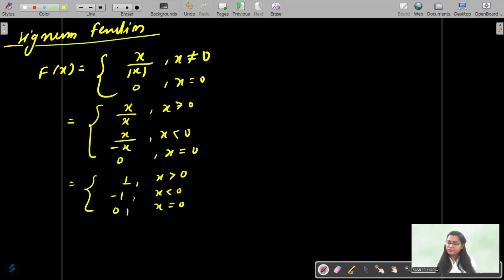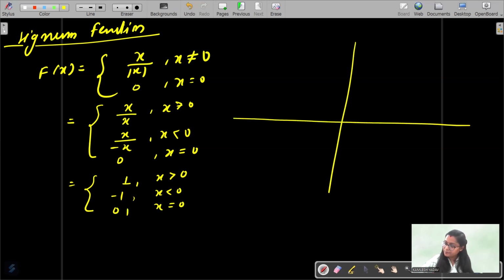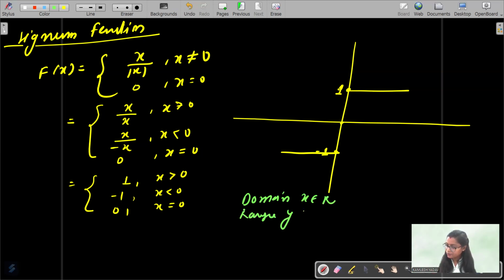So this is the signum function and the graph of the signum function. See, like this. This is point 1, this is point -1, and 0 is already here. See, this is the graph of the signum function. So here we see that the domain is x belongs to R and the range is y belongs to {1, 0, -1}. So these are the domain and range of the signum function.